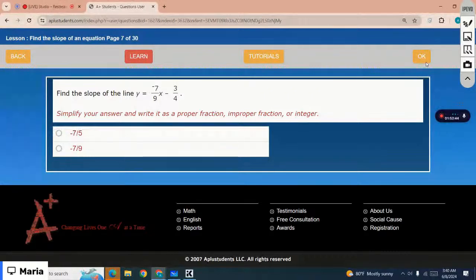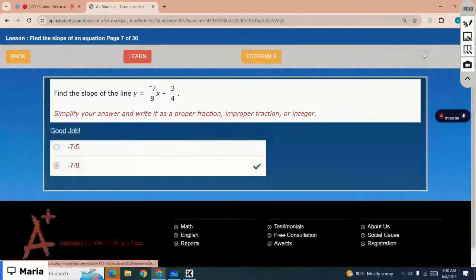Find the slope of the line y equals negative 7 over 9x minus 3 over 4. Which is the correct option? Yes, that is negative 7 over 9. Option number 2 is the correct option. Okay, you can complete the lesson by yourself later today.